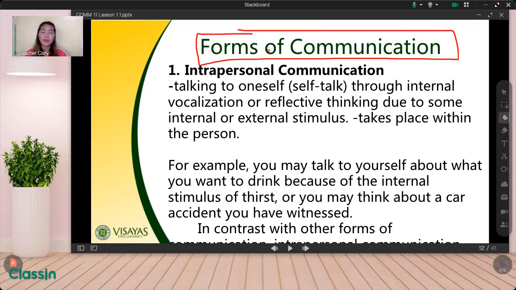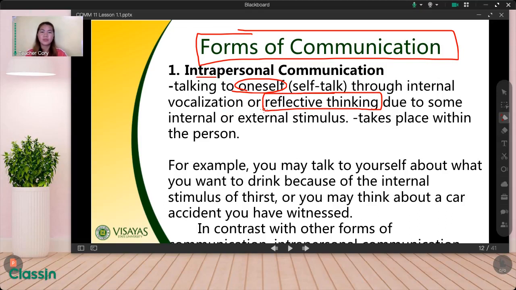Next, we will proceed to the forms of communication. So there are different forms of communication. First one is intrapersonal. You have to notice this one, it's intra. Since there are actually two, intrapersonal and interpersonal. Intrapersonal is when we are talking to ourselves. So this is self-talk through internal vocalization or reflective thinking.